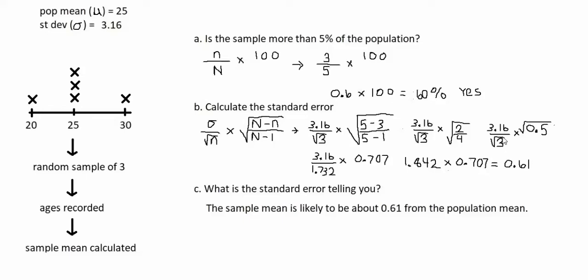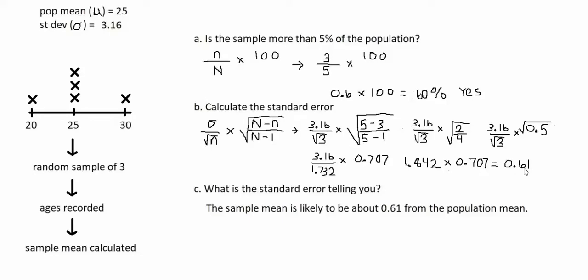So the square root of 0.5 is 0.707. The square root of 3 is 1.732. So this is what we get after solving for the 2 square roots. And now let's divide the fraction. 3.16 divided by 1.732 would be 1.842. That times 0.707 would be 0.61. And that's the answer. That's the standard error for this situation.